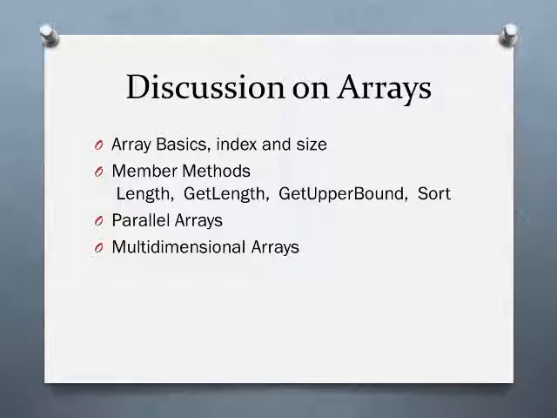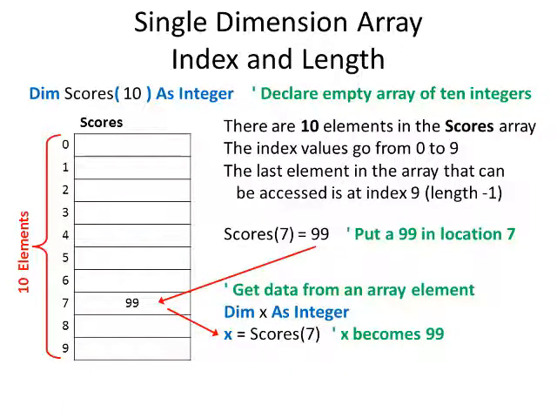Now let's look at some arrays. We'll look at array basics, index and size, member methods such as Length, GetLength, UpperBound, Sort. We'll look at parallel arrays and multi-dimensioned arrays. For a single dimension array, I have index and length. For example, if I say Dim scores(10) As Integer, that's going to declare an empty array of 10 integers. So I have 10 elements in the scores array. The index values are going to go from 0 through 9.